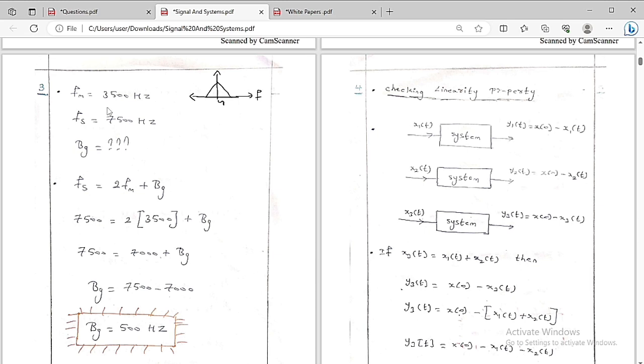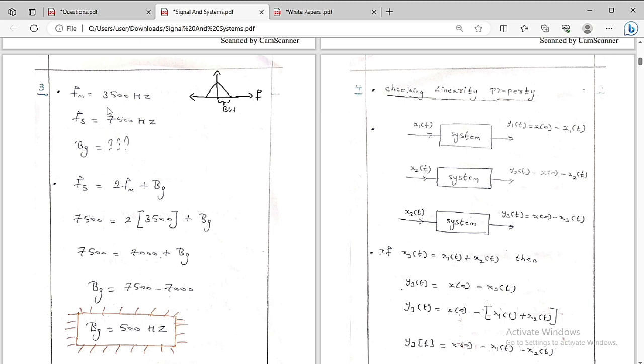Bandwidth means we only have to consider the positive frequencies. So what is the maximum frequency? The maximum frequency is the maximum frequency minus 0. So this is the maximum frequency and this is the 0. Maximum frequency is Fm. Fm minus 0 is equal to the bandwidth. So Fm is equal to the bandwidth of the signal. It is nothing but 2500 Hz.